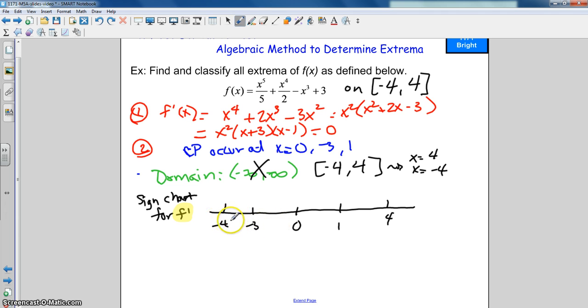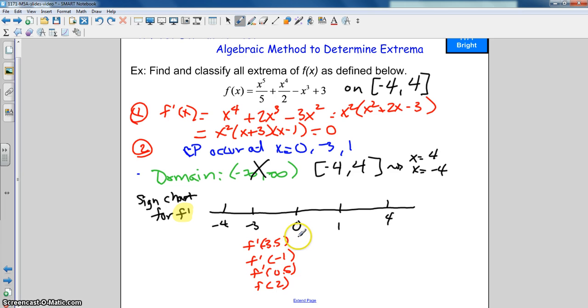Remember a sign chart, this is from pre-calculus. What we have to do is take values in between and put them into the derivative. So I'm going to compute f prime of, say, -3.5 from this first interval. For the second interval, I need to compute f prime of -1. For the next one, I'm going to compute f prime of 0.5. And for this last interval, I'll just do f prime of 2 to make my life easy.